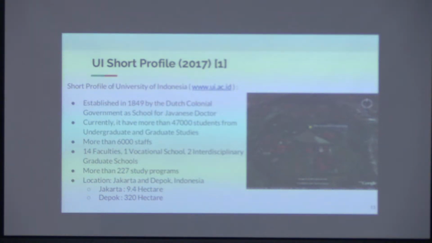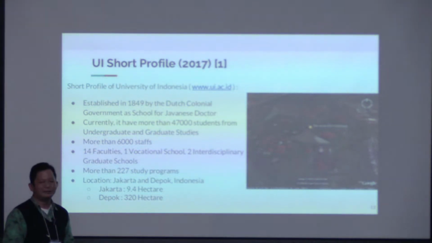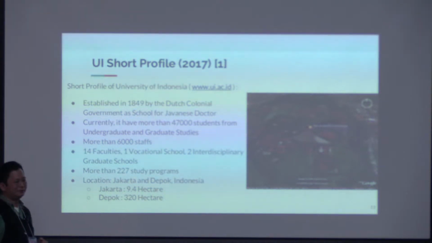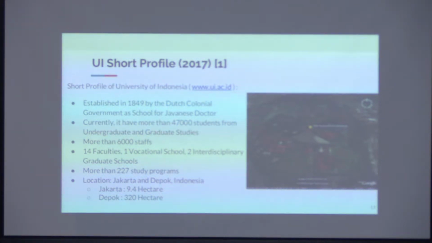These are some profile of my university. One of the oldest state-owned universities, established in 1849 by the Dutch colonial government as a school for native doctors, and then we became a university after the proclamation. Currently, we have more than 47,000 active students, from undergraduate and graduate programs. At least 55% are undergraduate and vocational students.